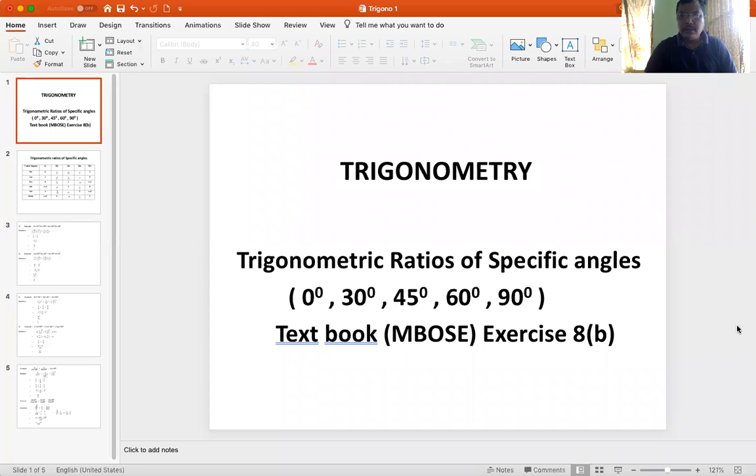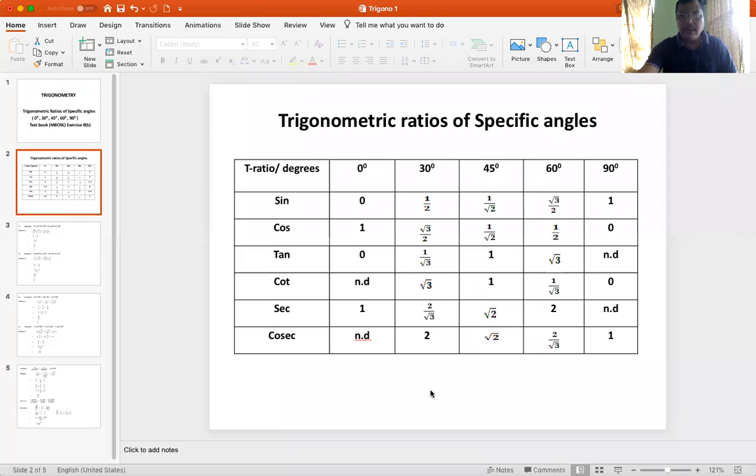Hello students, today I'm going to teach you trigonometry on the topic trigonometric ratios of specific angles, that is 0 degree, 30 degree, 45 degree, 60 degree, 90 degree, which is there in your textbook exercise 8b. Now, before we start to solve problems, we have to be familiar with this table.